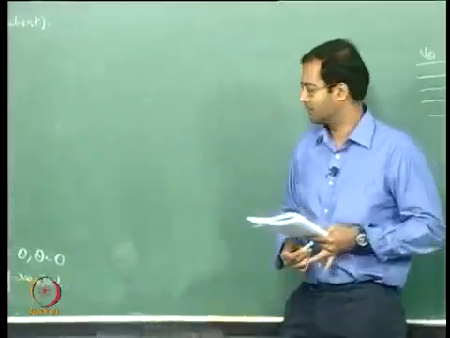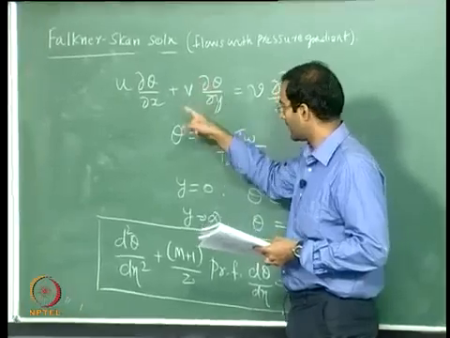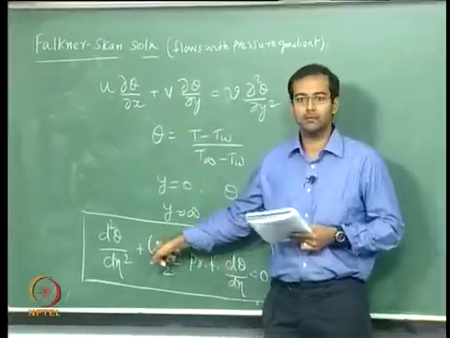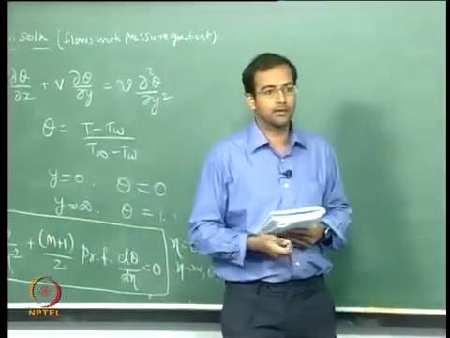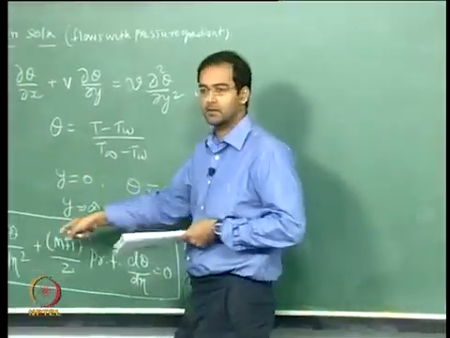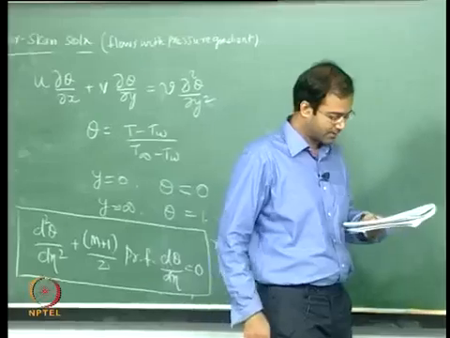Once you know the flow, you know the value of f, you plug it in. For a corresponding value of m, you can solve this once again by the shooting method, the same way that we have been doing, and you can get the profiles for theta as a function of eta. So the same procedure repeats here.